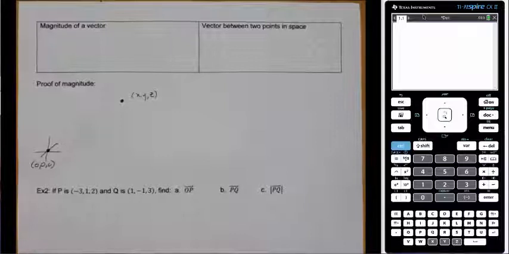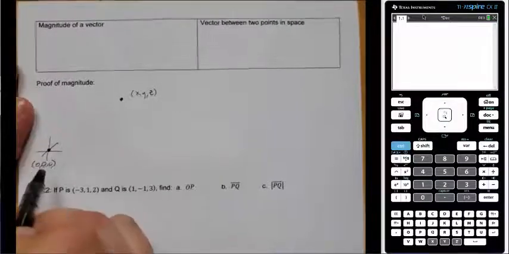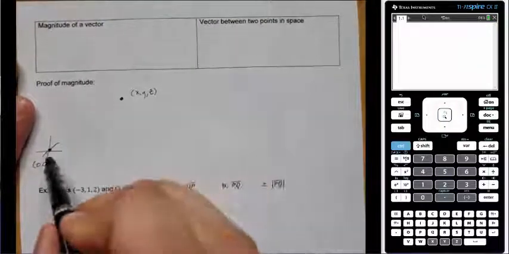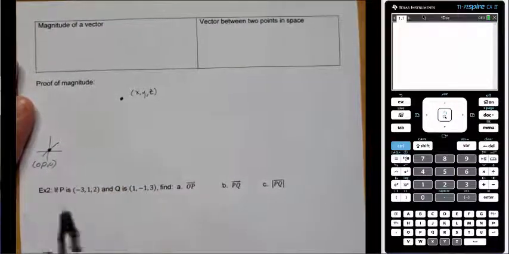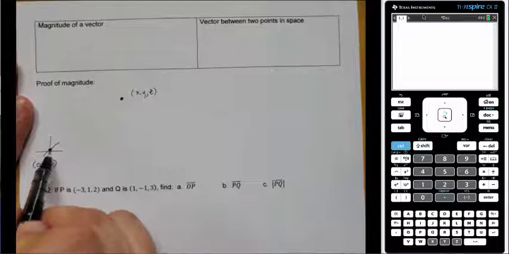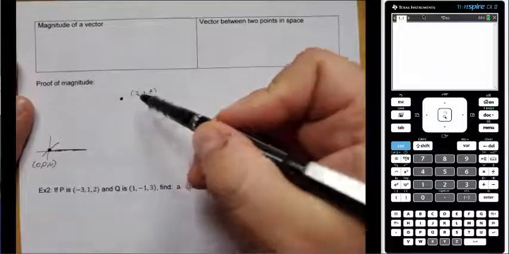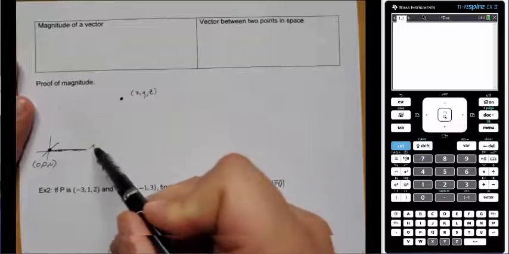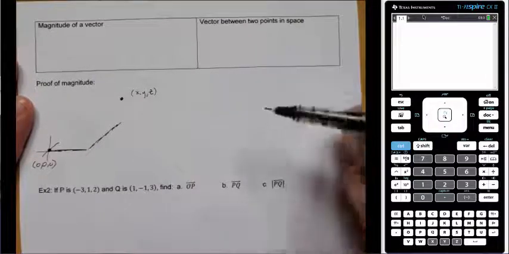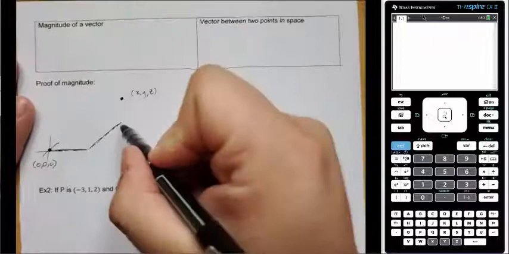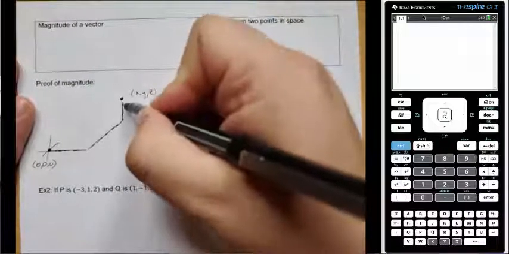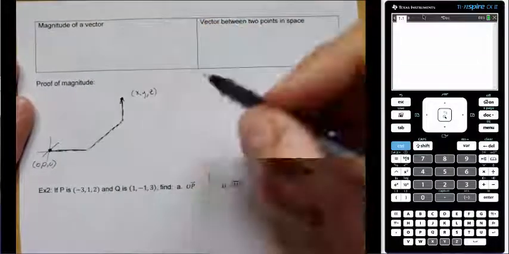In order to do that, I'm going to try to draw a picture here. So to get from 0, 0 to x, y, z, I need to move some distance along an x direction. I'm going to need to move some distance to get, say, underneath of it in the y direction. And then I need to go up in order to get to it in the z direction.